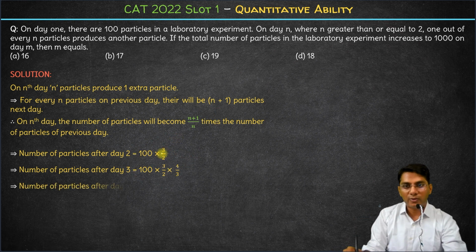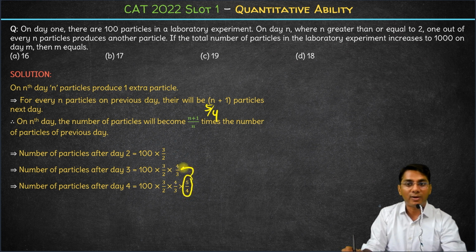Similarly, at the end of day 4, the number of particles will be, n is 4, (4 plus 1), 5 by 4 times. So the number of particles at the end of day 4 becomes 5 by 4 times the number of particles on the previous day, right? And this will keep going on. So by now you must have figured out a pattern. So this is 100 into 3 by 2 into 4 by 3 into 5 by 4. This is an AP. This is also an AP.